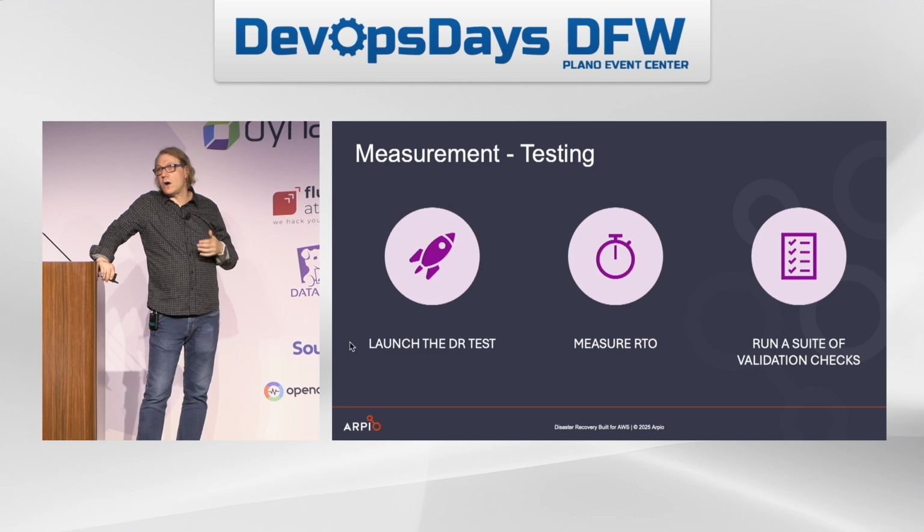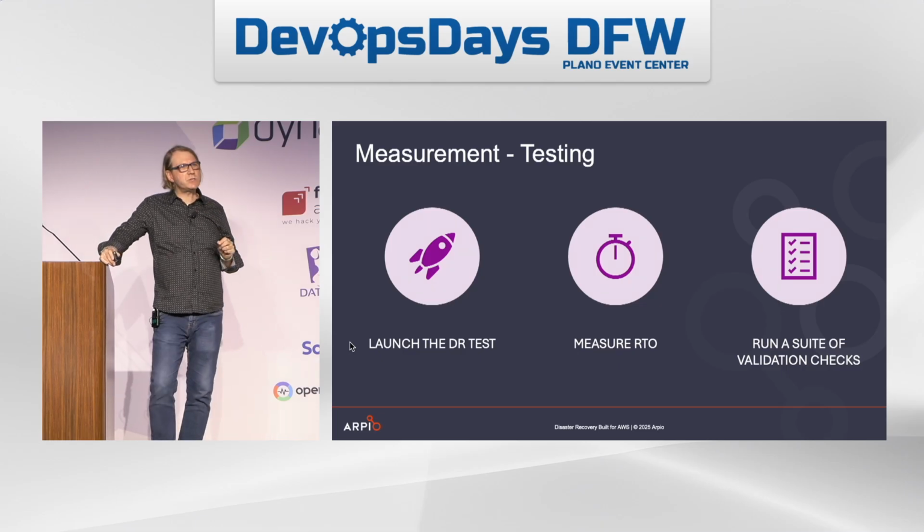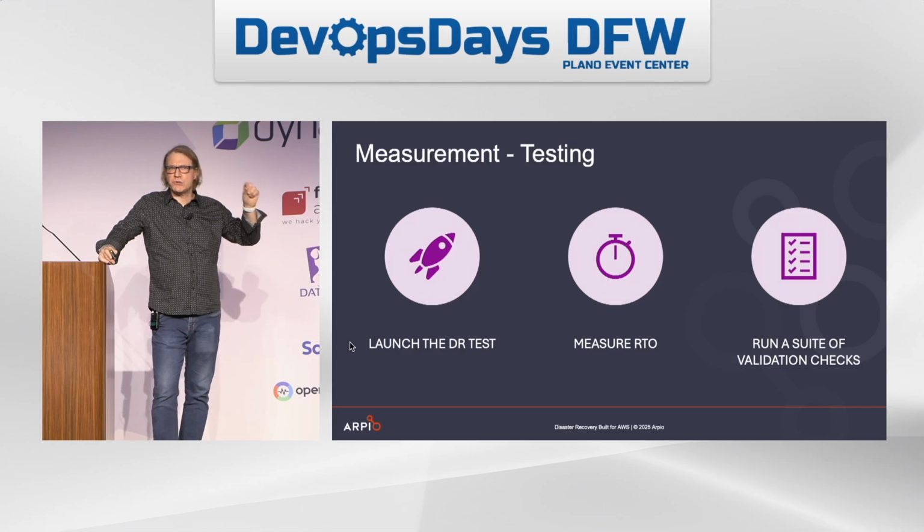And then measurement is all about testing. Like I said before, we want you to launch this test monthly or quarterly. You could actually measure how long it takes to recover. No more estimates of your recovery time. You now know your real recovery time. I can measure that over time. And then run a suite of validation checks, basically tests, against the recovered workload to make sure it's actually recovered and it's working, and then record those too.